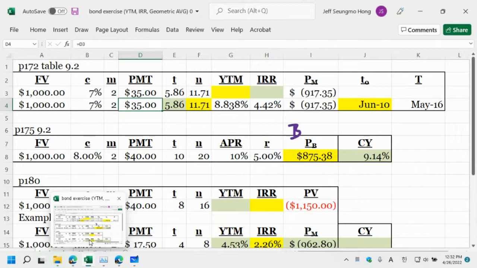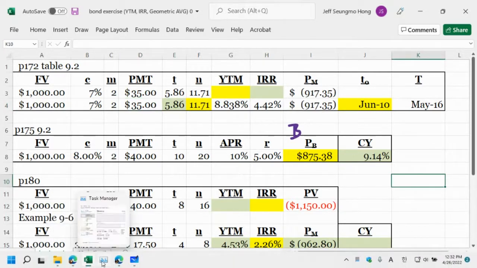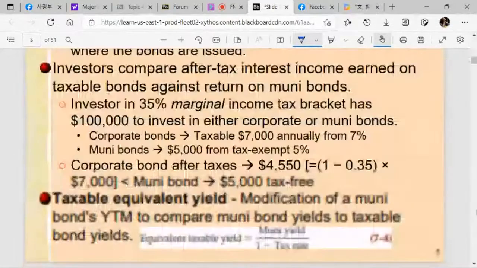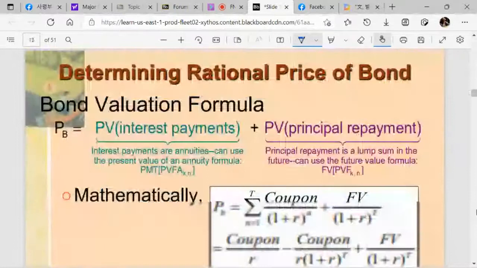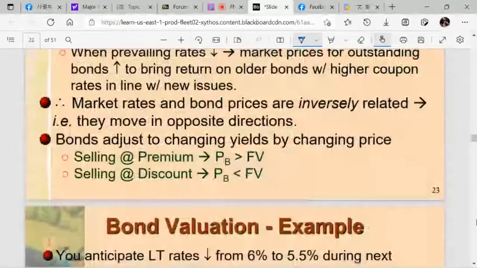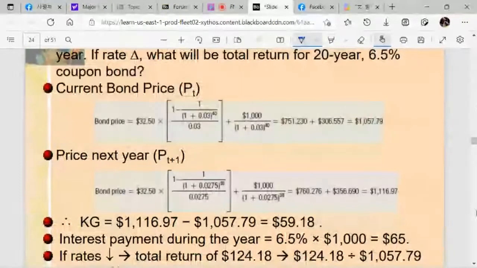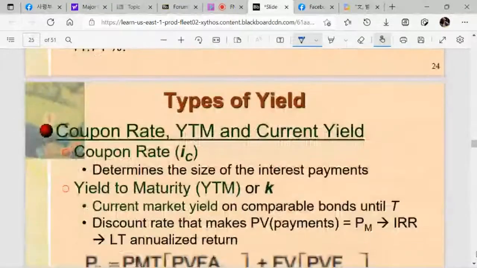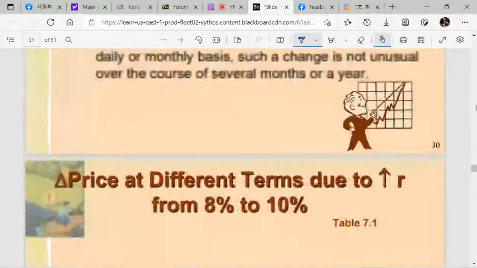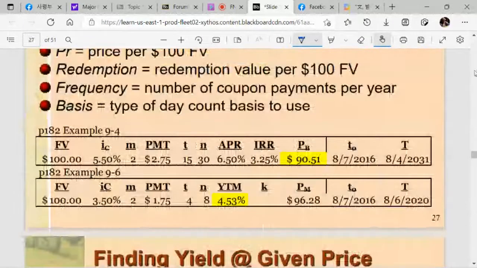So this way we have covered everything in the bond valuation. The only thing left is the call bond, and we don't have time to go over the call bond today, so we're going to talk about that in the next class. Next class will be on Thursday, right?